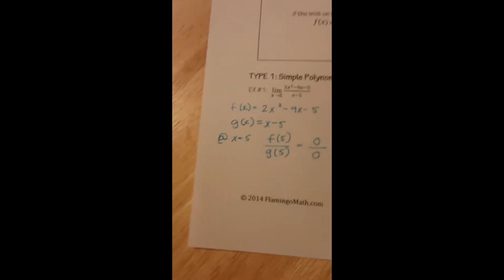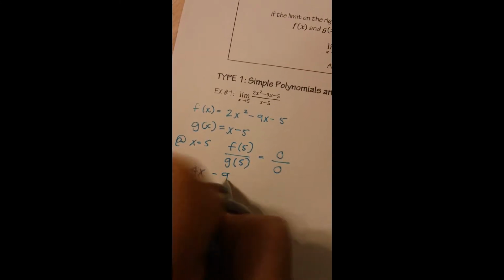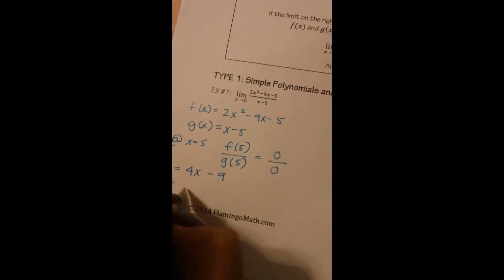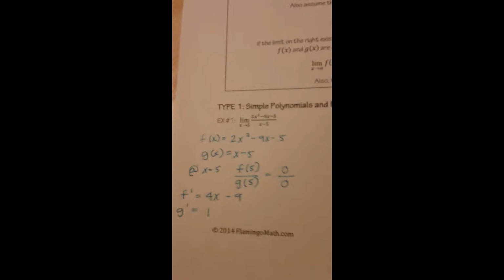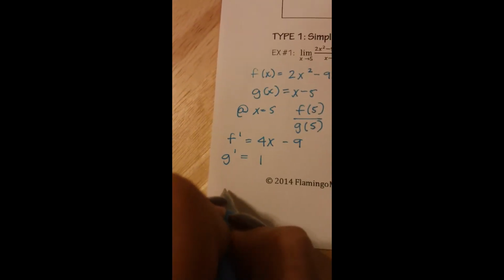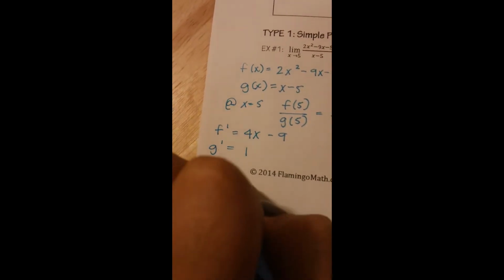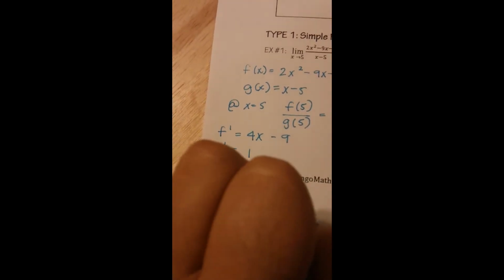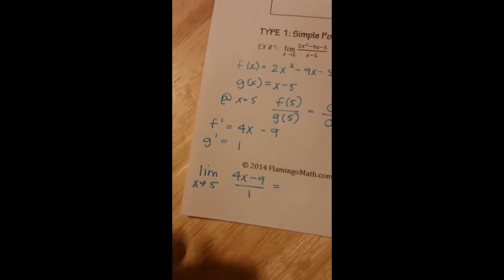So we're going to actually have to find the derivative of these functions. So f prime will be 4x minus 9. g prime is just 1. So now if we take the limit as x approaches 5 of 4x minus 9 over 1, then that's just 20 minus 9.